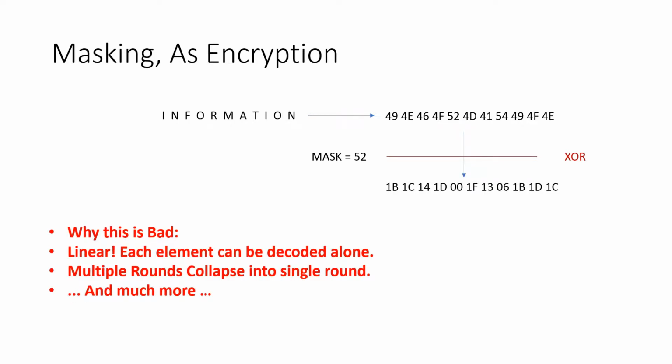1. There's a linear relationship here. Each byte can be decrypted independent of every other byte. And 2, multiple rounds collapse into a single round, meaning if we mask, say, with byte 52 and also byte 92, it's the same as if only one round had occurred, because the 52 and the 92 combine. Of course, there's a lot more going on, and a lot that we won't get into in this simple video.